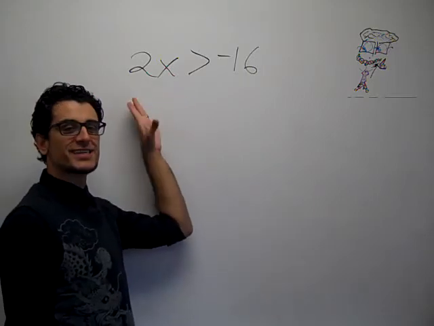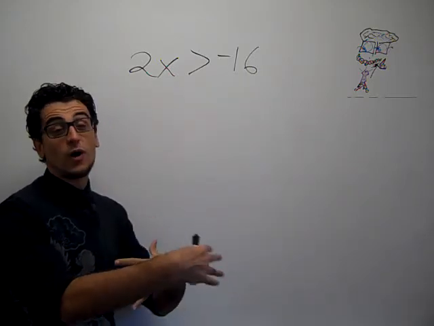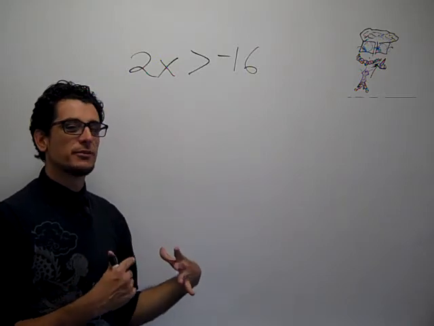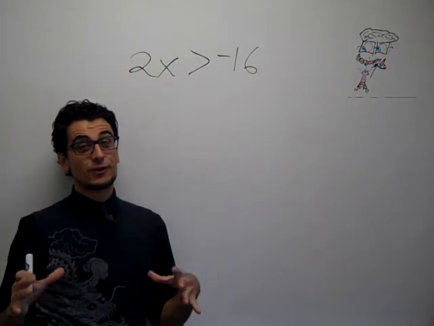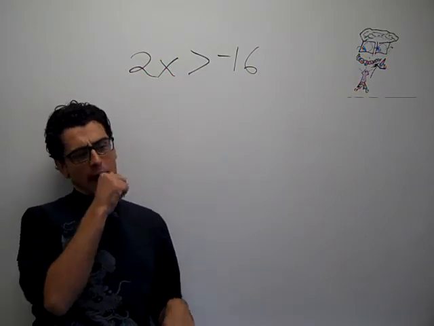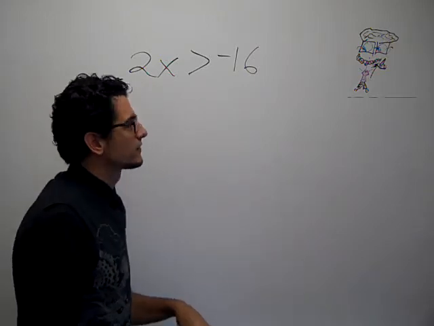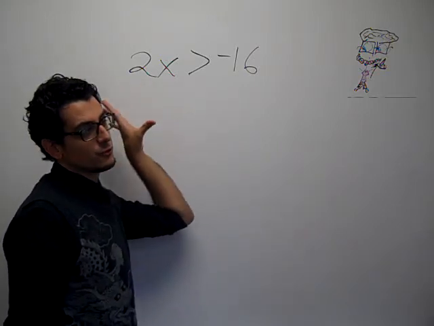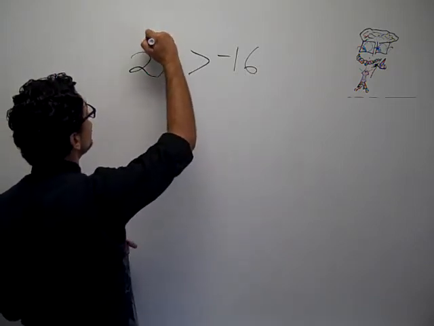So I'm looking at 2x is greater than negative 16. And what I want to be doing is isolating the variable. What that means is I want to get this x all by itself, that it's lonely. Okay, so I want to get it all by itself. Now, how would I get the variable by itself? Well, the key is I got to look over here and see what is next to the x. And here I see a coefficient of 2.